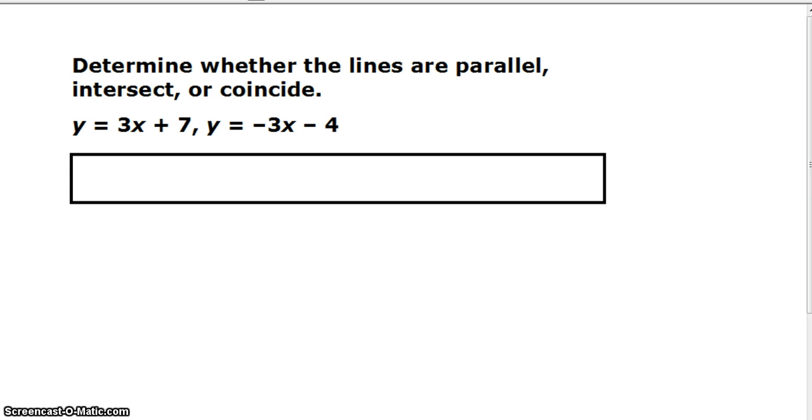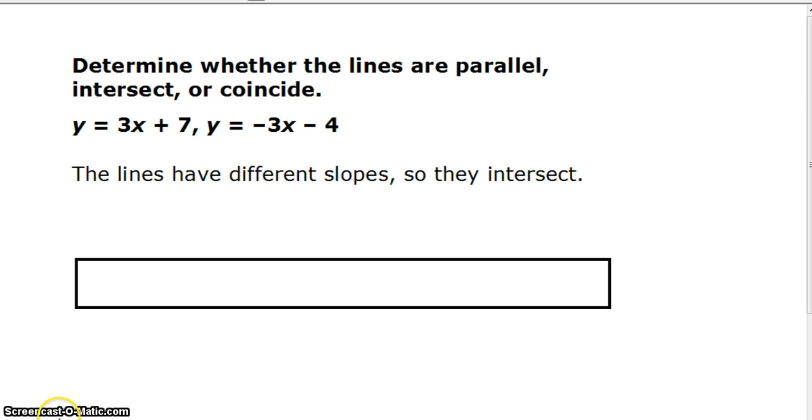Are these lines parallel, intersecting, or coinciding? Well, all you have to do is identify the slope. We have a slope of 3 and a slope of -3. Same slope? No. Intersecting? Yes. Different slopes, intersecting lines.